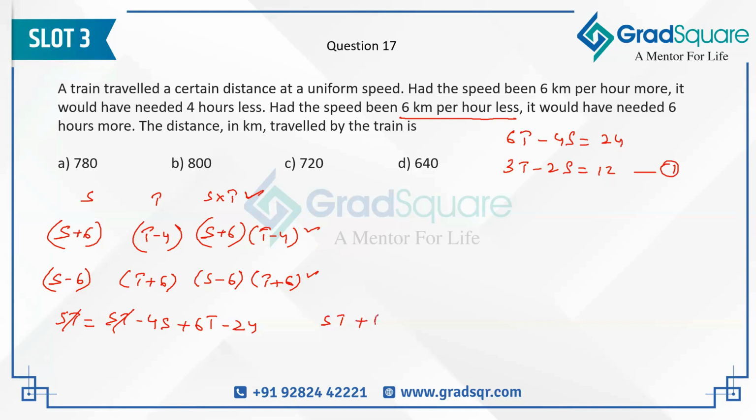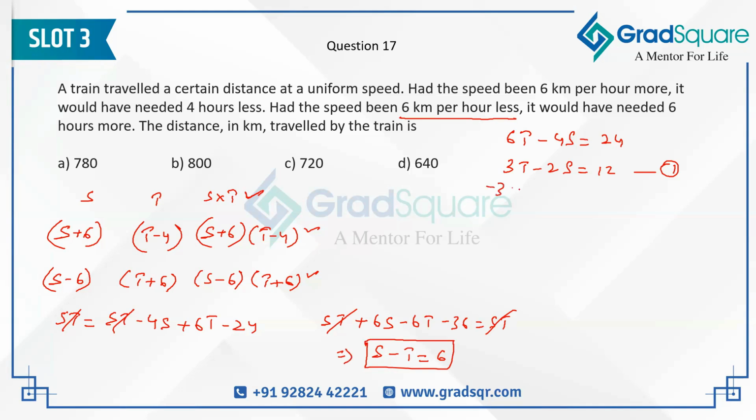st plus 6 times s minus 6 times t minus 36 must be equal to st. So st and st will get cancelled out. 6 is also something that you can cancel. So what will you get? s minus t is equal to 6. This is my second equation. Using these two equations, I can find the value of s and t and then can find the distance as well.